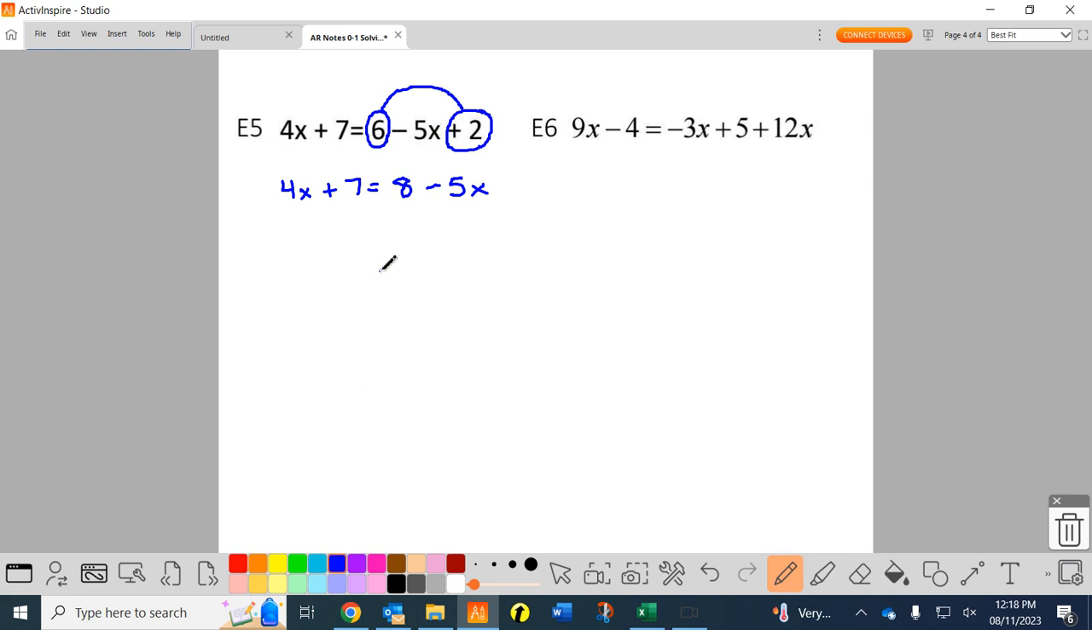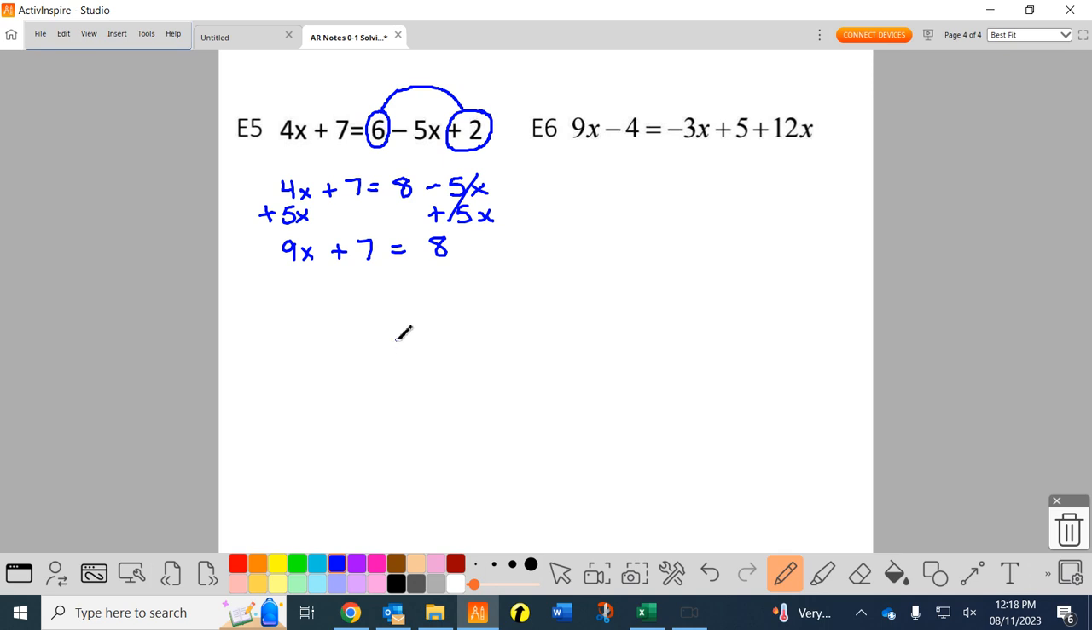From there, you're going to move one of the x terms. Again, guys, it doesn't matter, but what is better about moving the 5x? There won't be any negatives. If you've got two things, if one's positive, one's negative, move the negative, get rid of it. Add 5x, just makes life easier. That makes it 9x plus 7 equals 8.